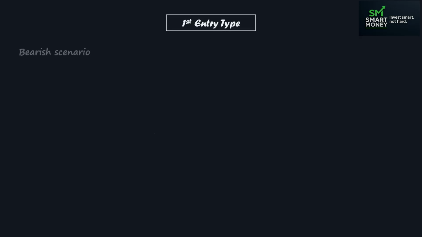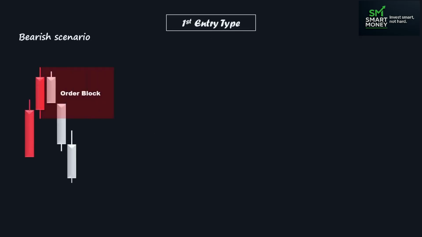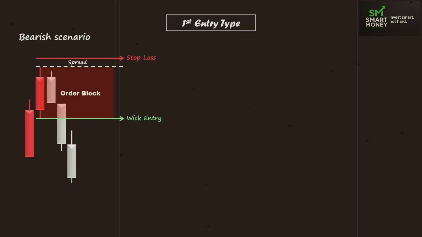The first entry method involves using the wicks to execute trades. In this type of entry, after identifying a valid order block, we place our buy or sell order directly on the wick. In the case of a sell position, we will place our stop loss a spread size above the higher wick of the order block.